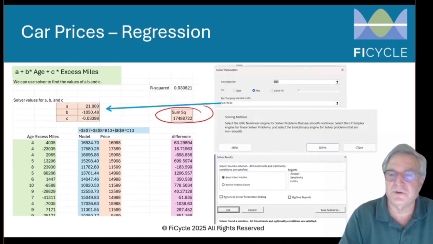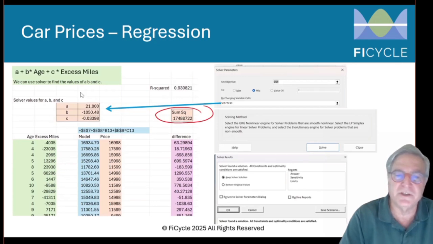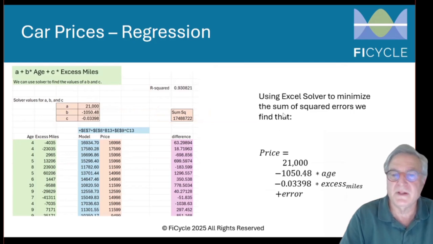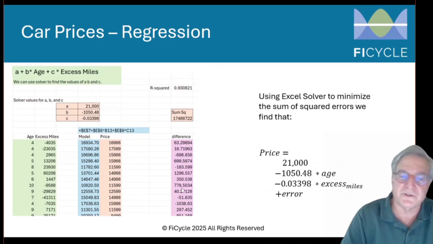We're then going to use a tool in Excel called Solver. And through Solver, we're going to set the objective function of minimizing this value by changing these values here. We're going to hit solve, and then when we get our values, we're going to hit OK. And so then we get an answer that the equation that minimizes the sum of the squares is 21,000 minus $1,000 roughly for each year of age, and then roughly about 3 or 4 cents for every excess mile. And then, of course, there's going to be some difference so that the model isn't perfect each time.